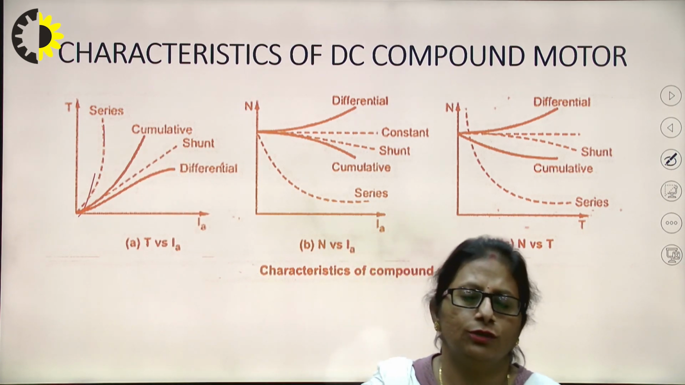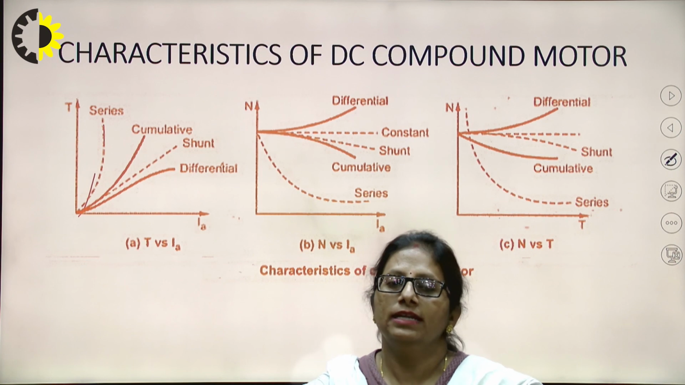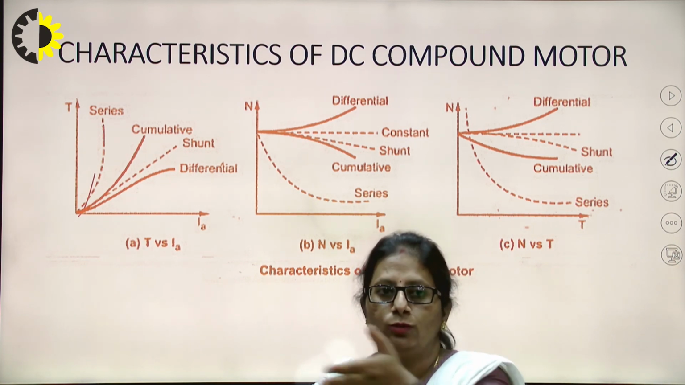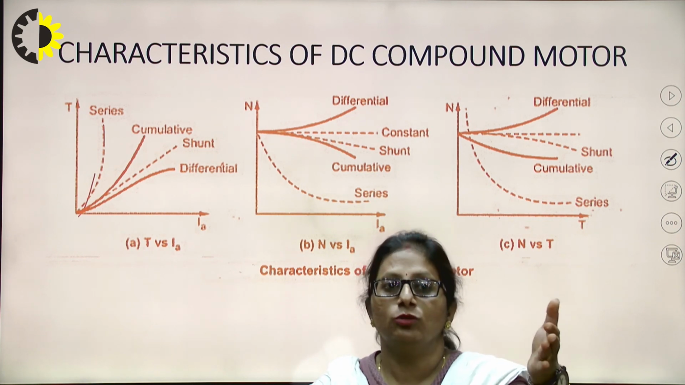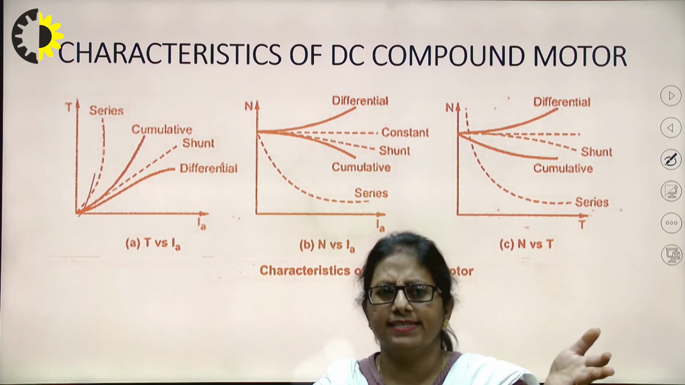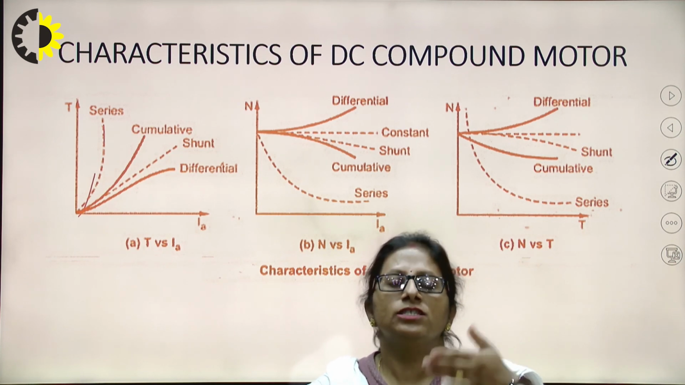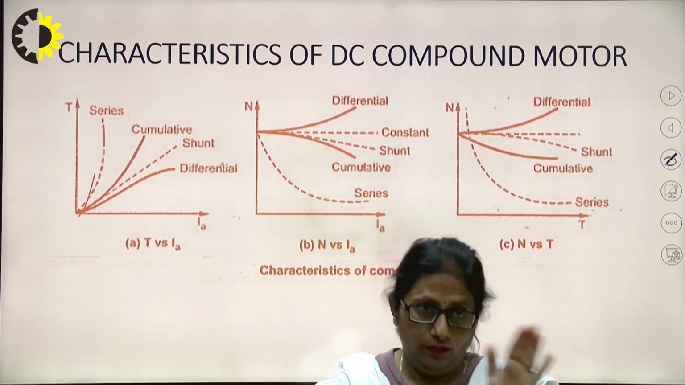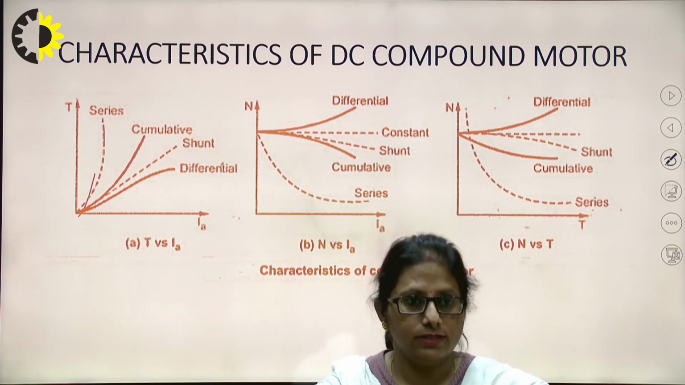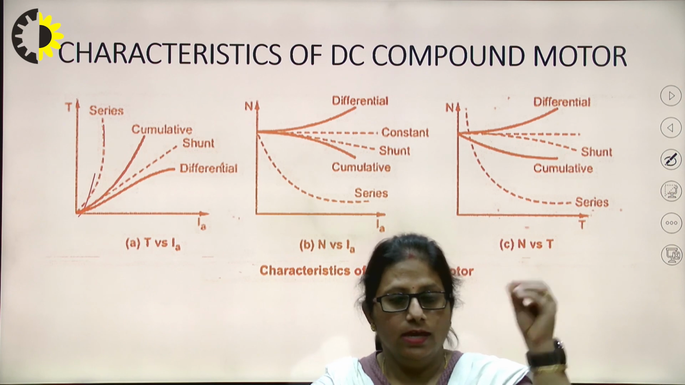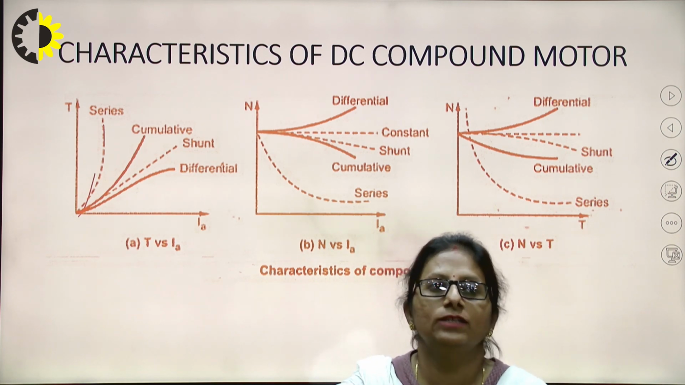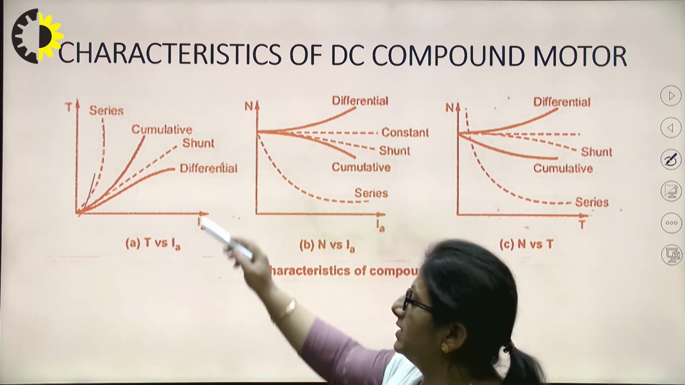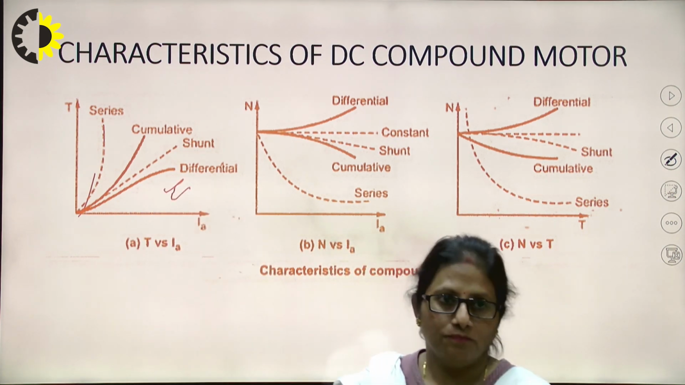For the differential, the property is that the flux will always be weakening. So if the flux is weakening, whether it is proportional to the armature current or to the Ish, in both cases the torque is not going to increase much because the flux is not increasing. We know that torque is proportional to flux times Ia. So the flux is not increasing much, so the torque is not adding up much, so its characteristics lie below.